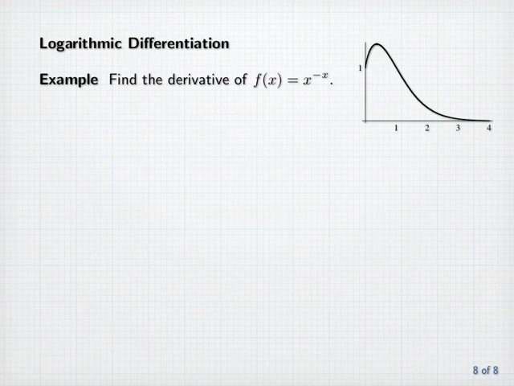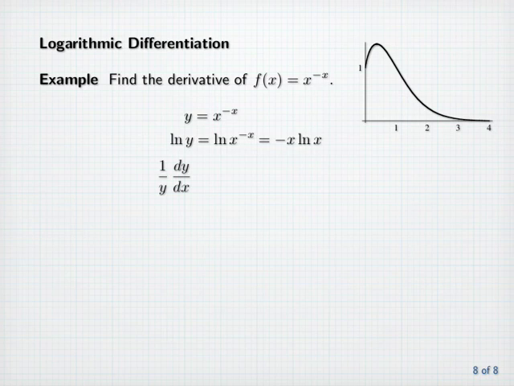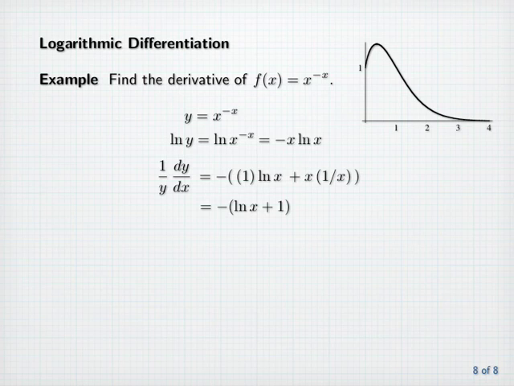To compute its derivative, let's write the equation y equals f of x, or y equals x to the minus x power, and then take the natural log of both sides, rewriting natural log of x to the minus x as minus x times the natural log of x. Now we can differentiate each side with respect to x. On the left, we have 1 over y times dy dx by the chain rule, and on the right, by the product rule, we have minus 1 times the natural log of x plus x times 1 over x, or minus the natural log of x plus 1.